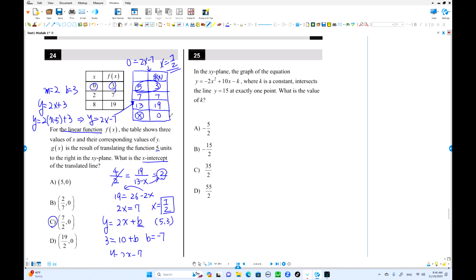All right, number 25. So we have a quadratic, negative 2x squared plus 10x minus k. K is a constant. y equals 15 is actually 1 point. This graph is what? Upward and downward. To have only 1 point, it should look like this. y equals 15. This is y equals negative 2x squared plus 10x minus k. This is to have 1 point.